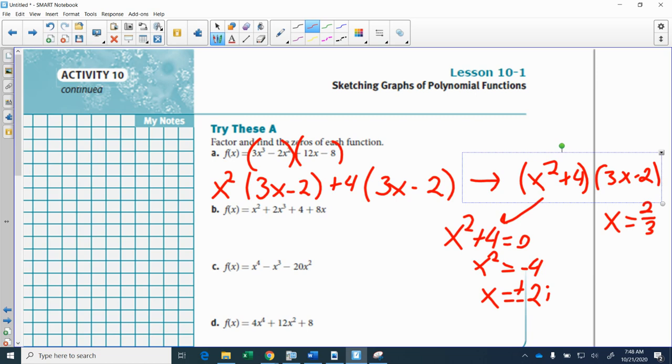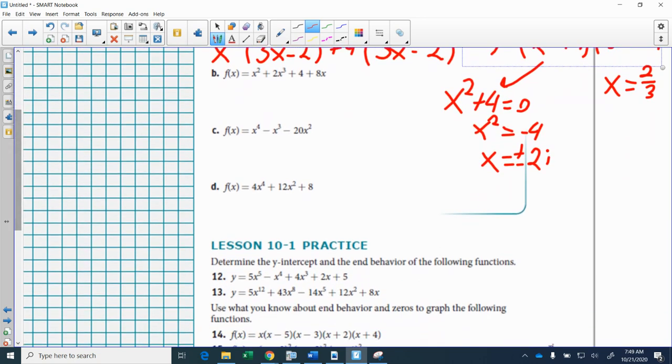That one's called factoring by grouping. That's when you have 4 total terms, you can factor out by grouping them together. Now in letter D, let's talk about what happens if you get an x to the 4th. How would you factor this out? Well, when I look at this problem, I see x method.